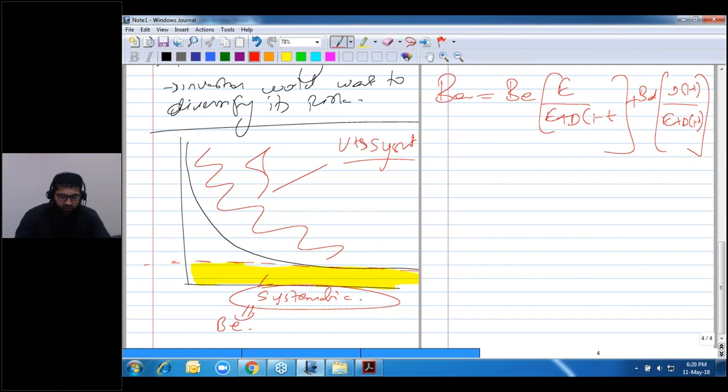And we've understood the concept of portfolio theory. We've understood the concept of systematic and unsystematic risk.